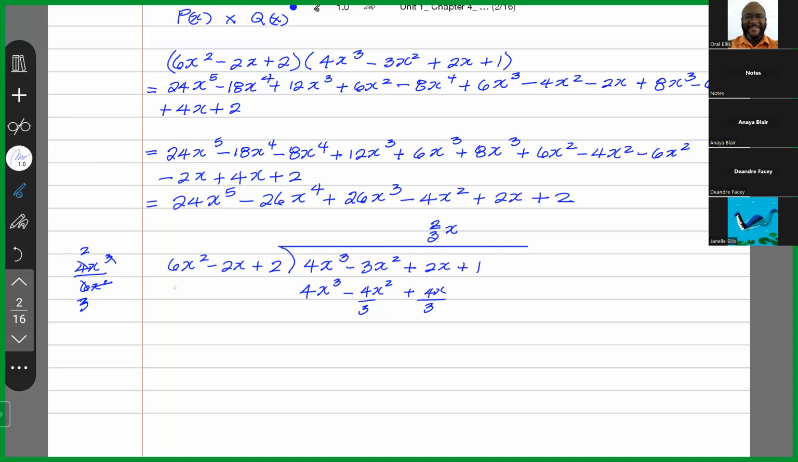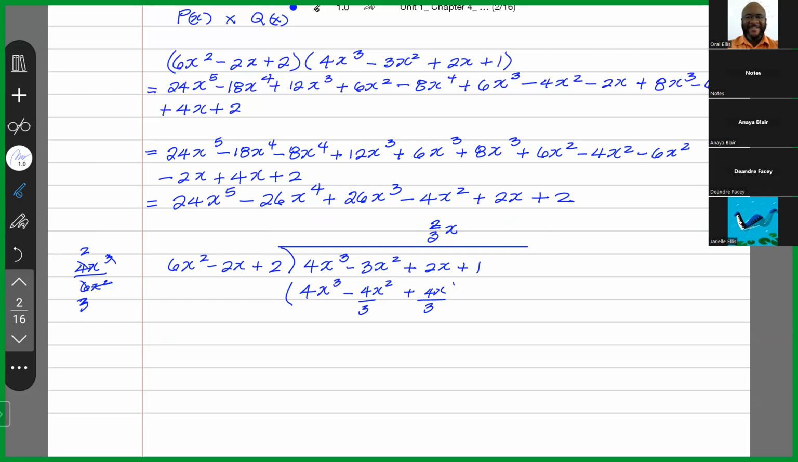All right, so let's recap in case I threw anybody off a while ago. We started out by dividing 4x cubed by 6x squared. When we did, we got 2/3 x. Then we multiplied 2/3 x by everything in the divisor. 2/3 x times 6x squared gives me 4x cubed. 2/3 x times minus 2x gives me minus 4 over 3 x squared. And 2/3 x times 2 gives me 4x over 3.